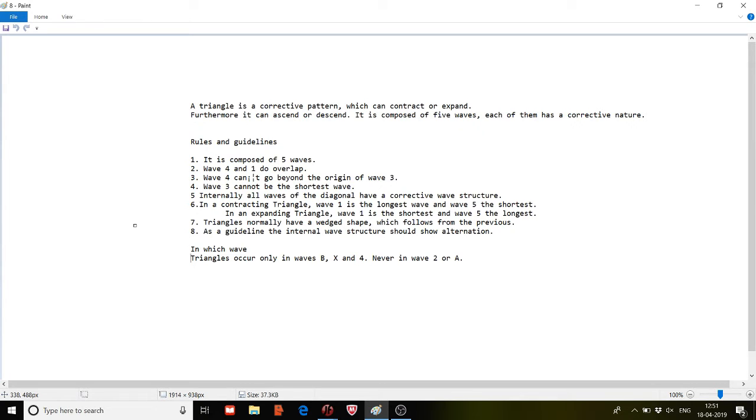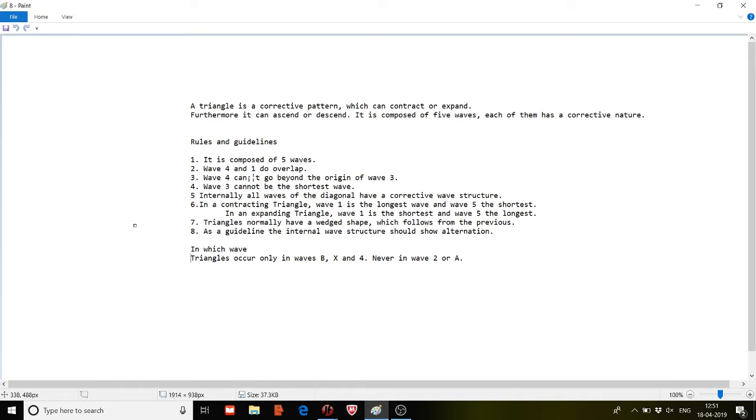It is composed of 5 waves. Waves 1 and 4 will overlap. Wave 4 can't go beyond the origin of wave 3. As I have shown you on the diagram, the instrument will start making a series of lower swing highs as well as higher swing lows. Then only a triangle pattern can get formed, because the basic rule is that the range should contract in the end.